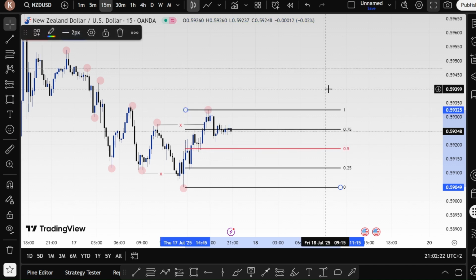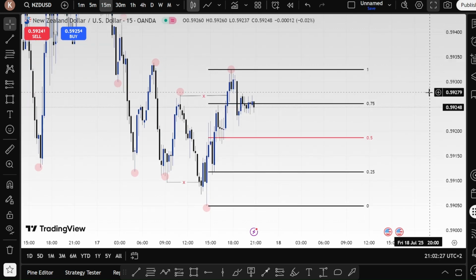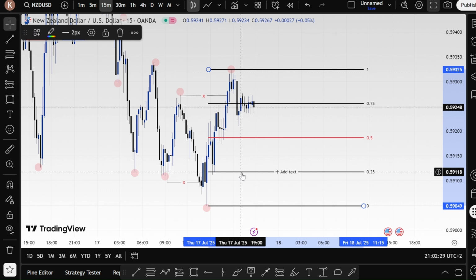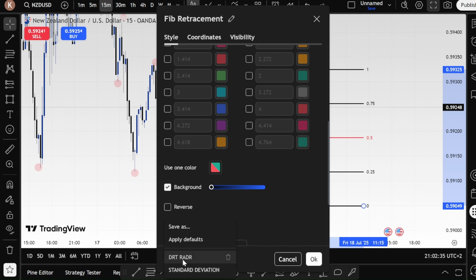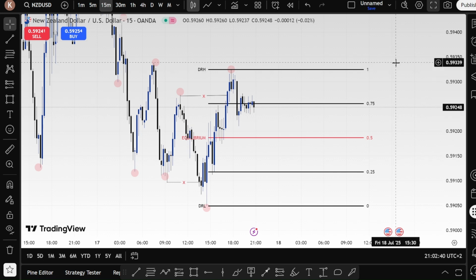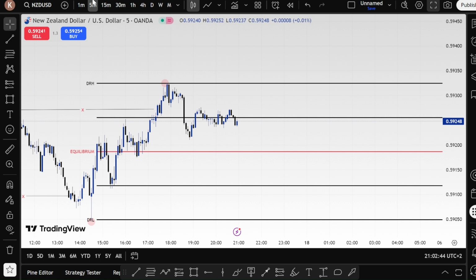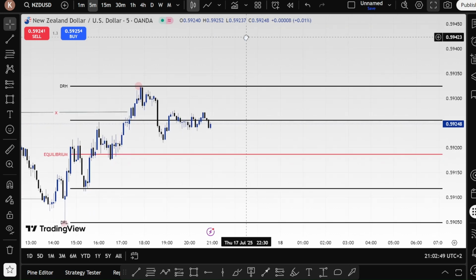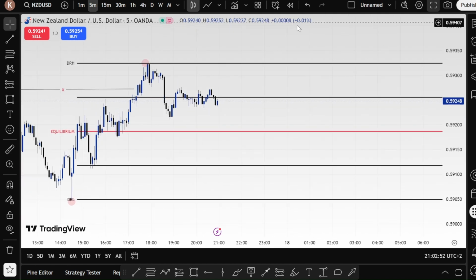Then look out for our entry models. If our DRT is like this, you can see I cannot find my DRT on the 15 minute time frame. I have to go to the lower time frame to look out for my entry model, then do a trade, then enter a trade. That's all. So that's all I do.